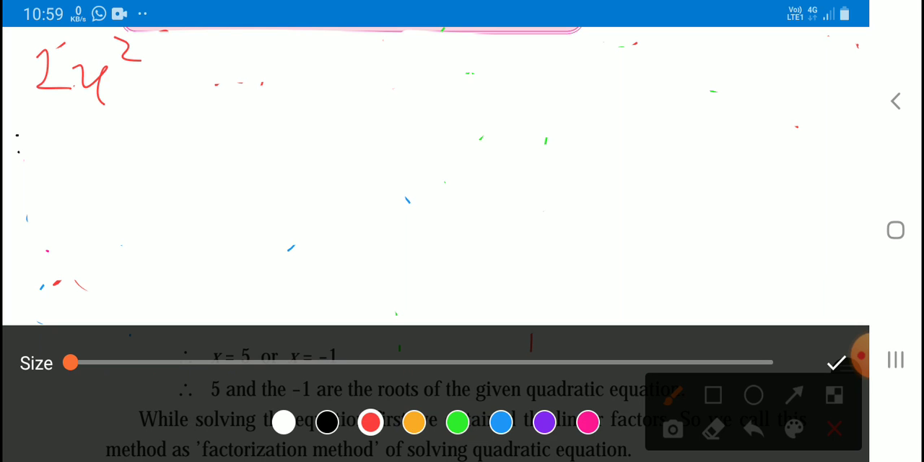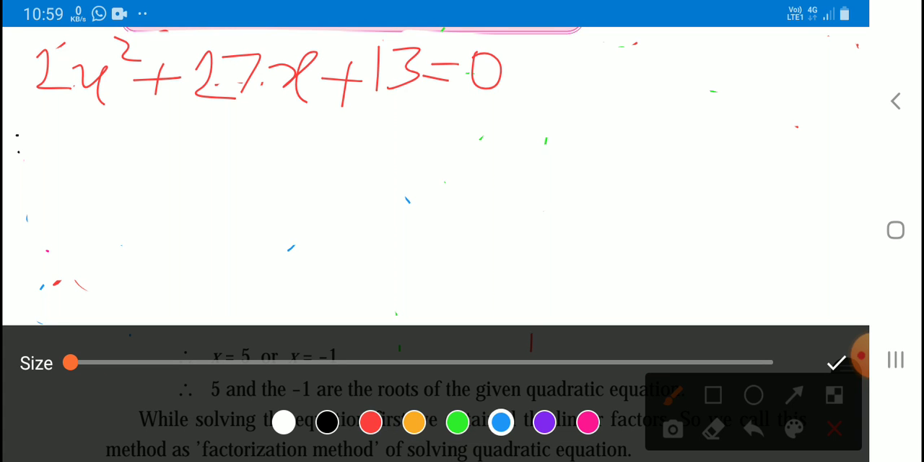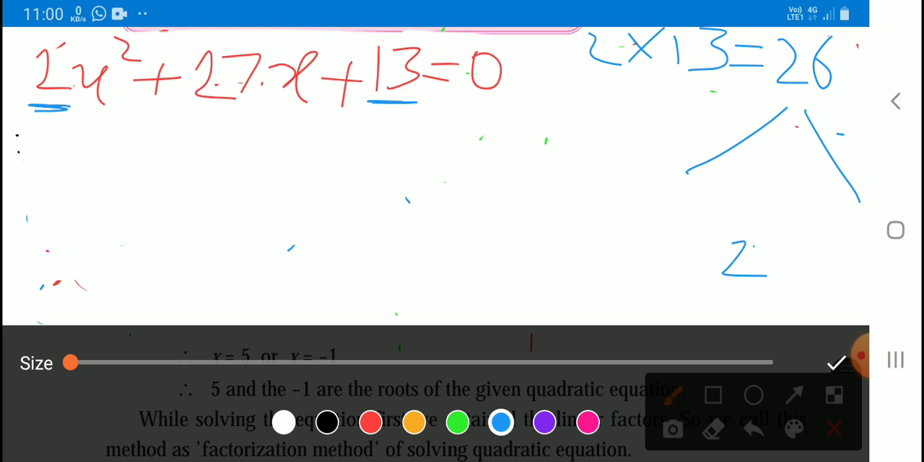2x square plus 27x plus 13 is equal to 0. Now you can see here the coefficient of x square is 2. So first of all I have to multiply the third term and the coefficient of x square. What will I get here? 2 multiplied by 13 is equal to 26. Now I have to find the factors of 26 such that the sum should come to 27.